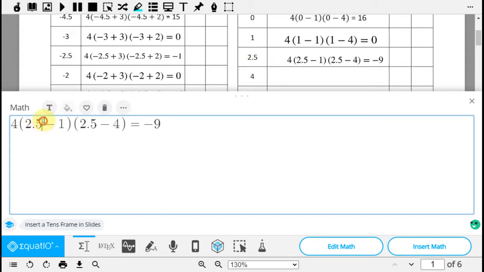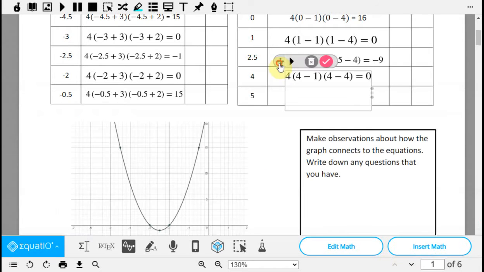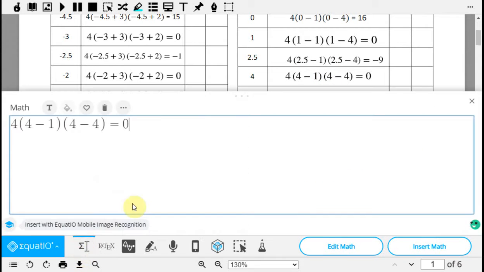Four minus 1, 4 minus 4. 4 minus 4 is 0, times anything is 0. And the last value to do is 5. Five minus 1, 5 minus 4. 4 times 5 minus 1 is 4.